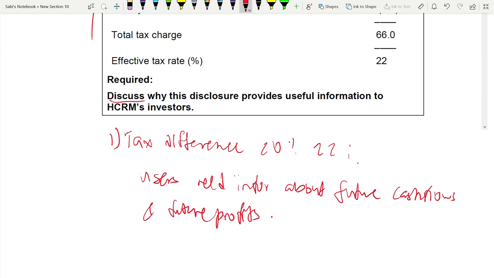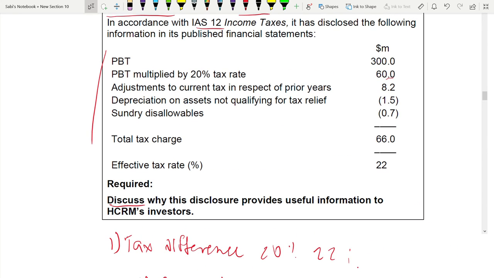Okay, and if you see this here, tax rate reconciliation is very important for understanding the tax charge. So through this, you can understand what is the tax charge that is reported in the financial statements. That could be your first paragraph. Now we are going to the second paragraph.